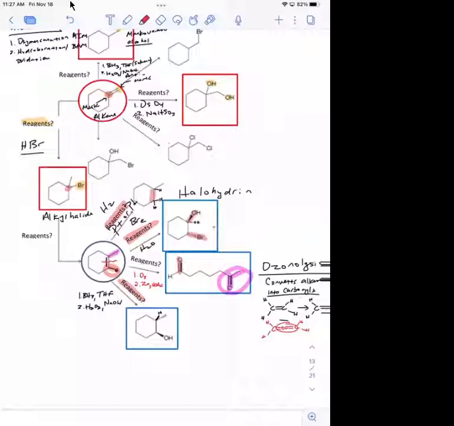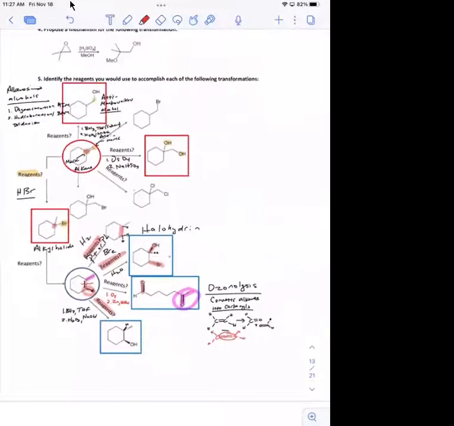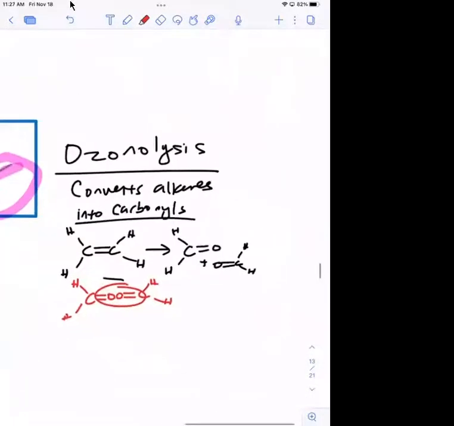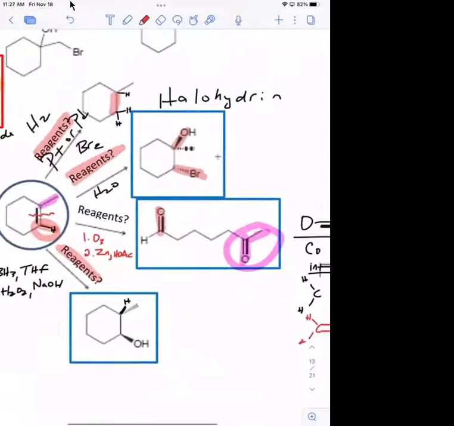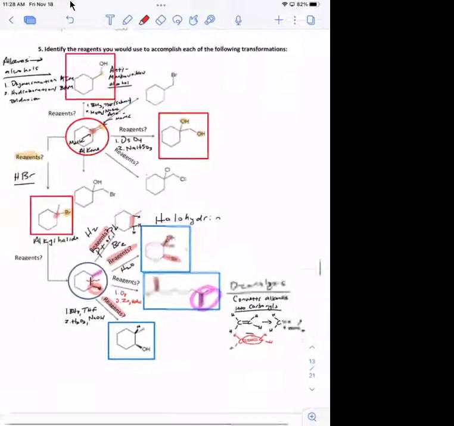Because it's a gas, you'll have a flask sealed up, and you've got a blast shield in front of your ozonizer. It's a really painful and cumbersome reaction to do, but it's doable and it works wonders. Questions about that? So the reagents for ozonolysis are ozone gas first, and then the second step, zinc metal and acetic acid. All right, any questions?